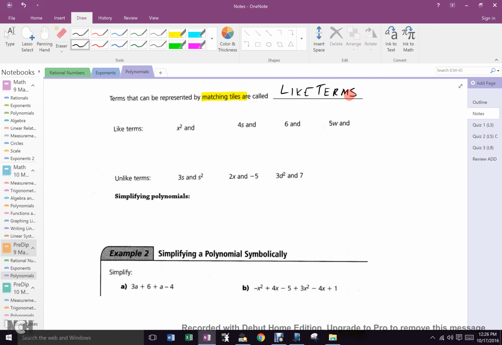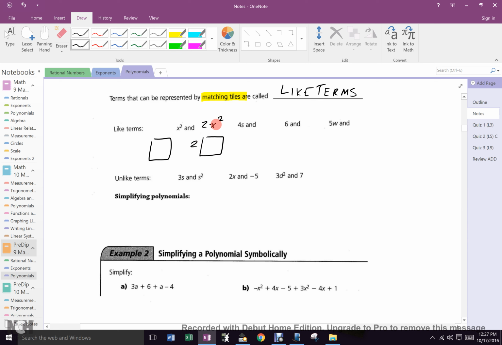The concept is this: matching tiles. What would be the tile for x squared? The big box. Now, any other big box tile will work. So if I had 2 of these, could I put them together? Yes, that is the concept. How does it work in math? What do I write here?